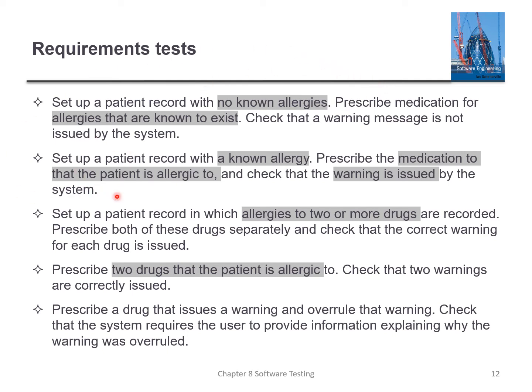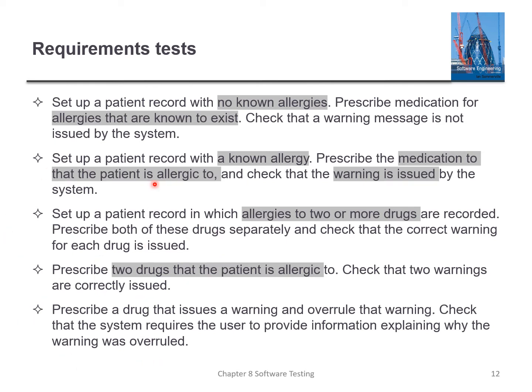Secondly, you can test the system by putting in a patient record where you know the type of allergy. The record comes together with the information about that patient's allergy. Then you prescribe the medicine that the patient is allergic to, and you want to make sure that the system raises a warning. That's the second way of testing it.